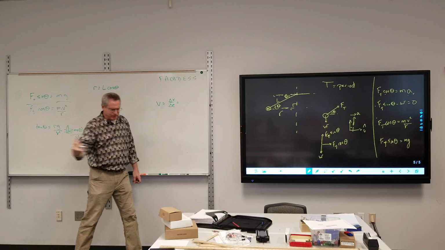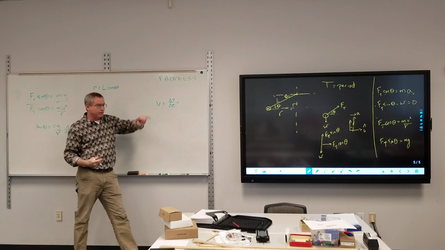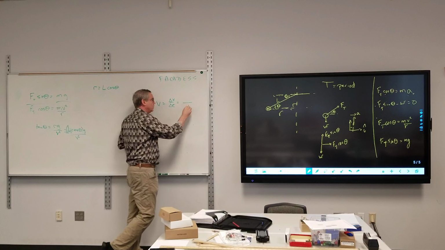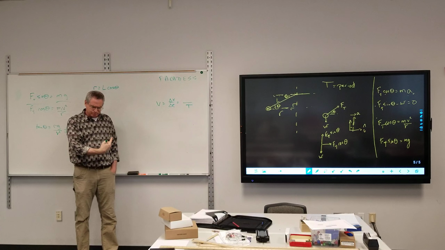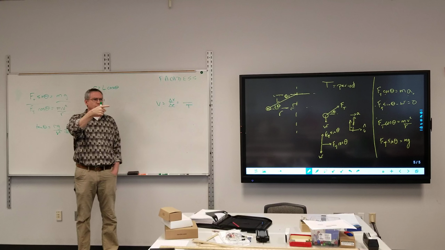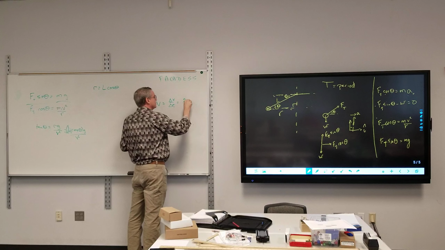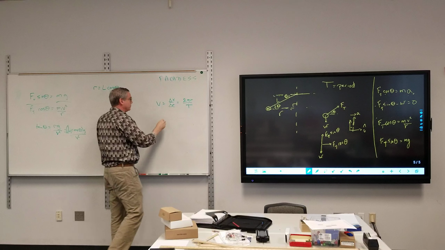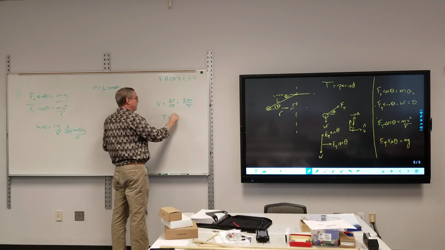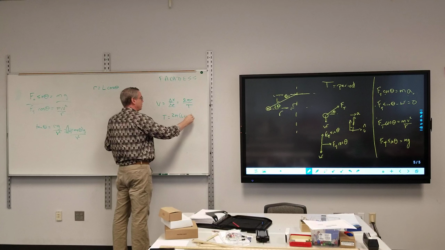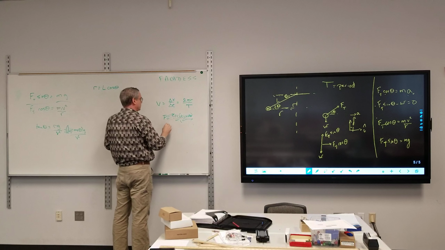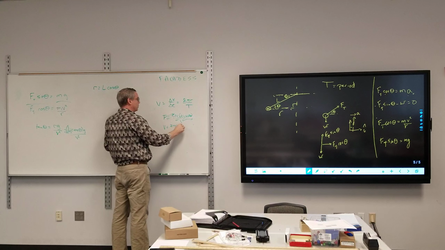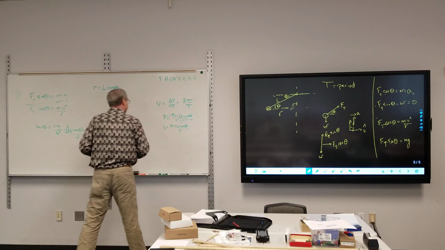If I'm looking at something traveling in a circle repetitively, the time to go around once is the period. What about the distance it travels? Circumference. And the formula is, somebody said it. 2 pi r. And I know that r is equal to L cosine theta. So V is equal to 2 pi L cosine theta divided by the period.